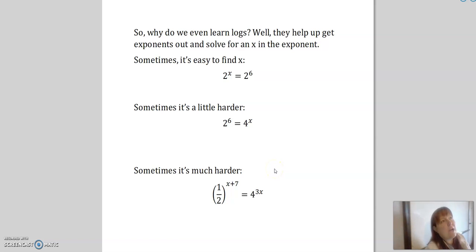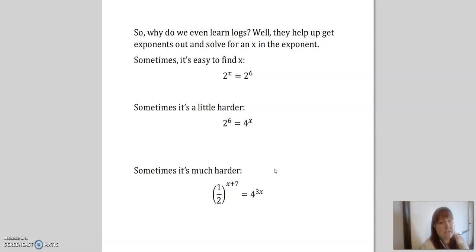Now you're all thinking, why do we even learn logs? These seem like one of those just mathemagical things that I'll never use again. Well, the reality is that logs are one of those things that we use quite a bit in higher level math because we are looking for x's in exponents. And most things in the world grow exponentially. Very few things grow linearly. And so exponential growth is something that we see all the time.